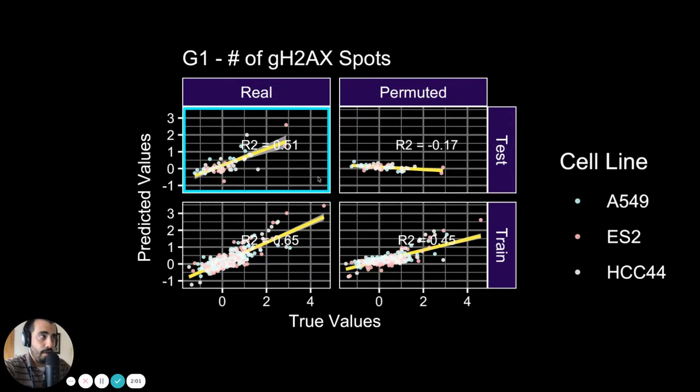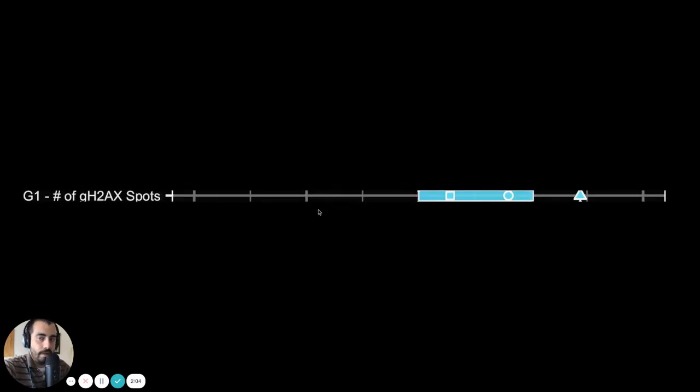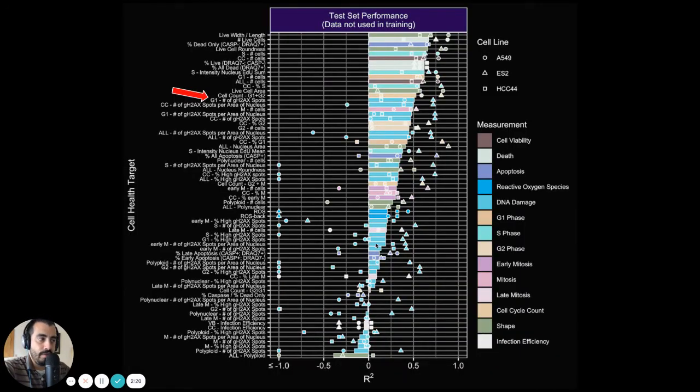So this is just one model. And now a separate view can look like this, where the width of the bar here represents 0.51, where this is 0, and then this is 0.5. And each of these 3 points represents an individual cell line performance. So to expand this out, through our approach, we're actually making 70 different cell health readouts. So not just the number of gamma H2AX spots in G1 cells, but also several others that we're listing here on the y-axis.